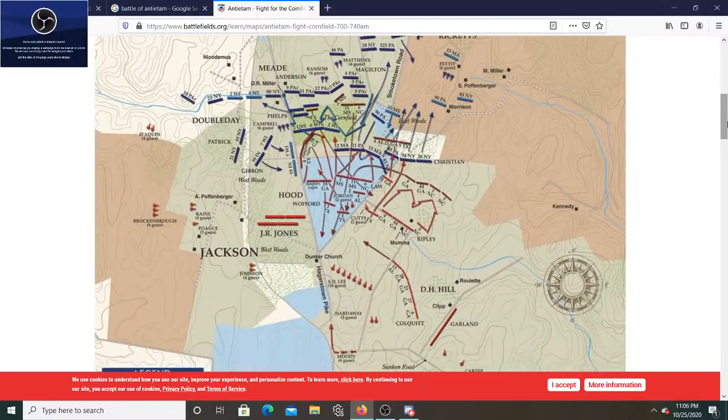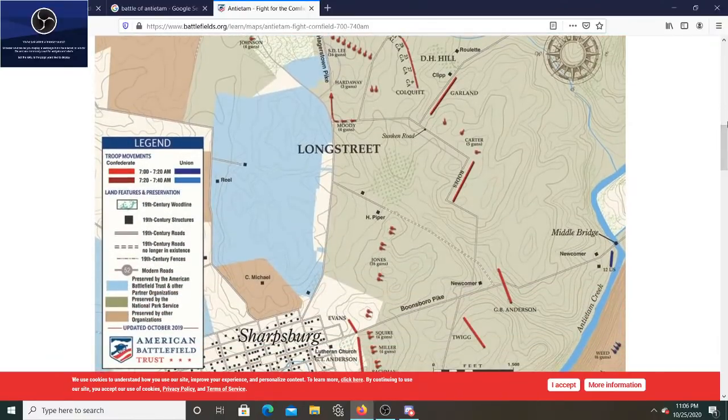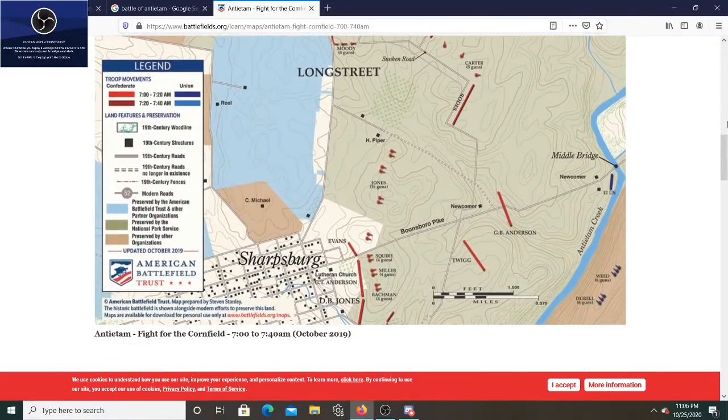So Antietam, in many ways, was probably Lee's most difficult battle. And this was really the battle that, when I read about it, I started to question this idea of Lee being a great genius. I think Lee's a very good general, very talented, but one of the reasons I can't give him that kind of genius crown is because Antietam is a poorly conceived battle.